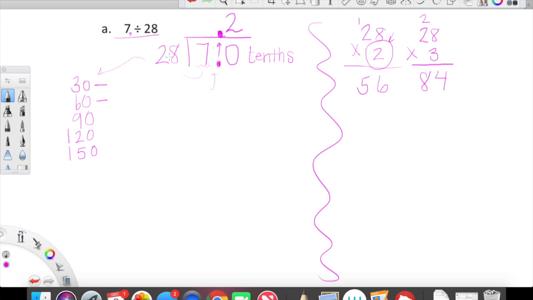Now let's go ahead and do our multiplication. So 2 times 28, love the fact that we have that answer standing by there, is 56. Now we're looking at the difference between 70 and 56.